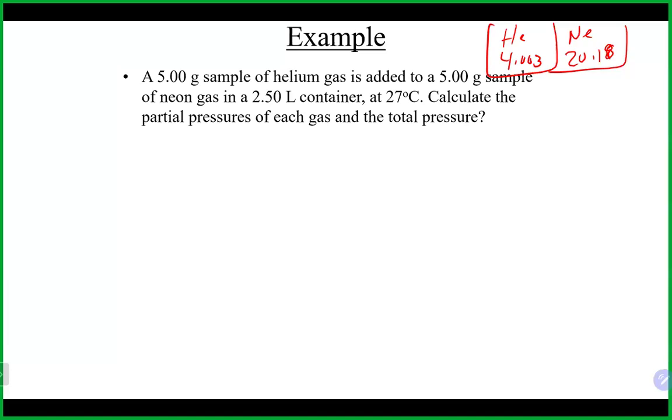Okay, so let's see how you're progressing. So obviously here we have one container. It's basically got helium and neon flying around in it. Now, because they're in the same container, we do have a mixture of gases. Obviously, the volume for both of them is going to be 2.5 liters. The temperature for both of them will also be 27 degrees Celsius. And obviously, we have 5 grams of each.